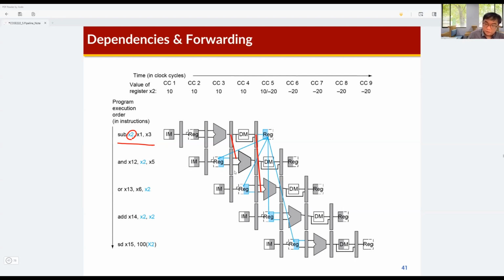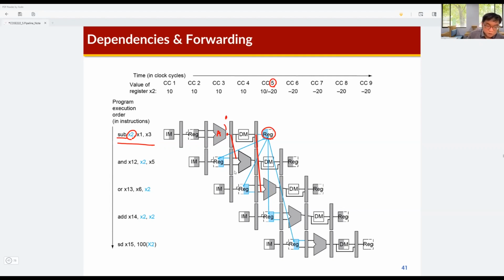Okay, here. And then it's clock cycle number 5. But we already learned that because the result of the sub instruction is generated by the ALU, so here is an ALU, and due to the delay of the ALU, the result will be generated near the end of this clock cycle number 3. So sometime here.